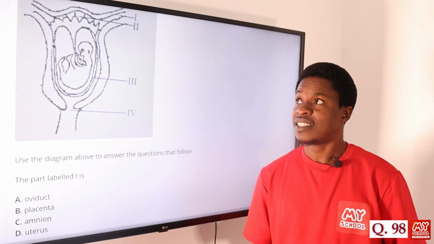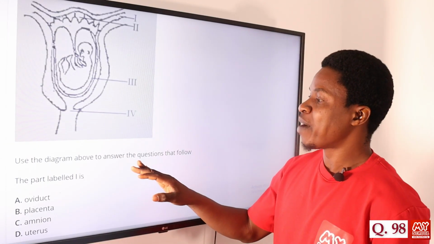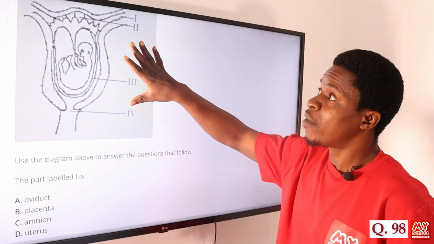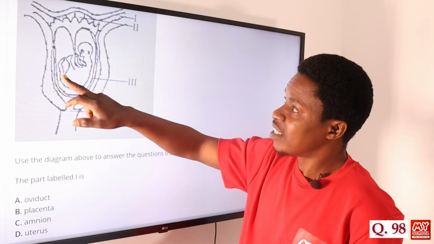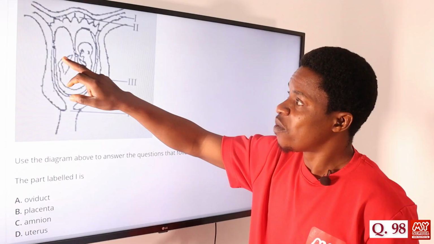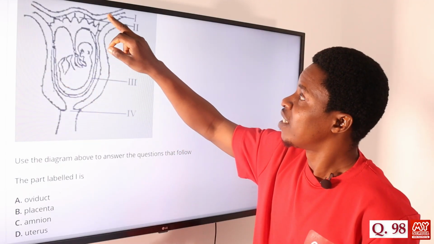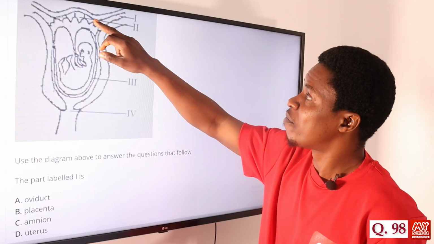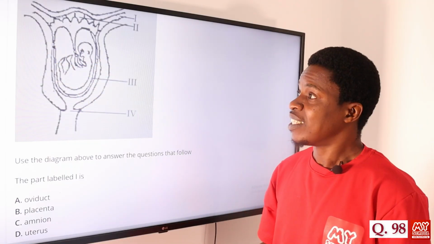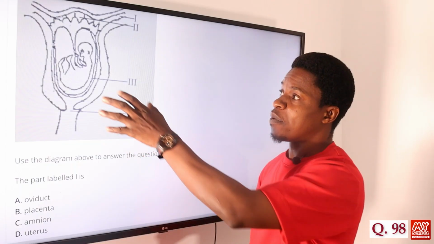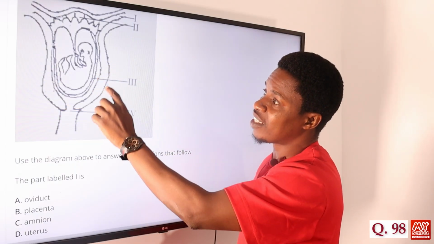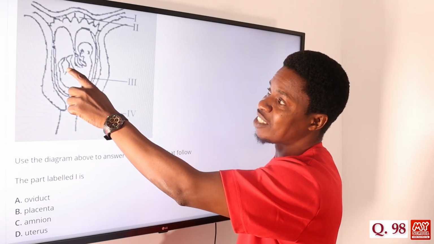Question number 98. Use the diagram above to answer the questions that follow. Of course, you have to identify this diagram. Yes, you can see this is a fetus here. We have label 1. We have part 2. So of course, this is the cross section of a pregnant woman. This is the womb. This is the stomach. You can see the baby here that has grown already.